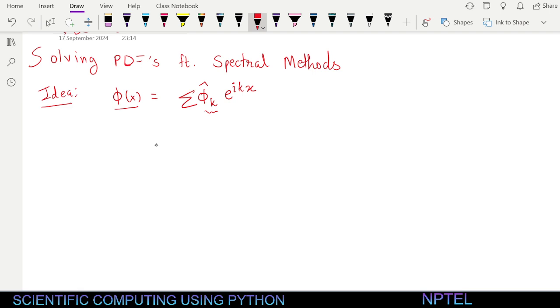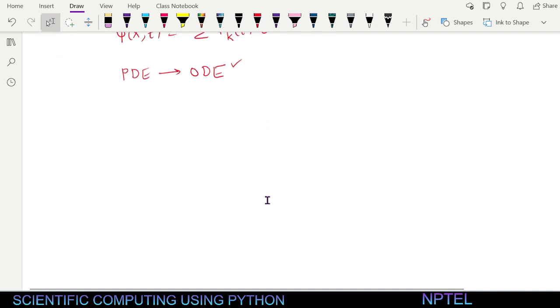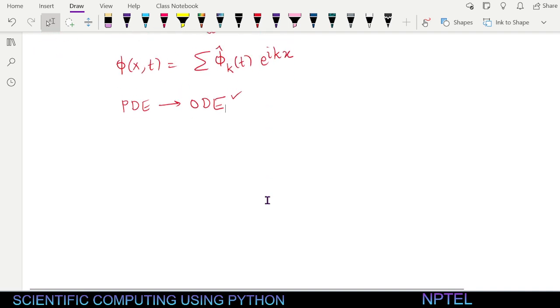Okay, and you can have it as a function of space and time both, right? So it becomes like this. And what's the advantage? Advantage is that you can convert PDE into an ODE, and we know how to solve ODEs using various methods, right? RK2, RK4, leapfrog, everything. And how does this happen?